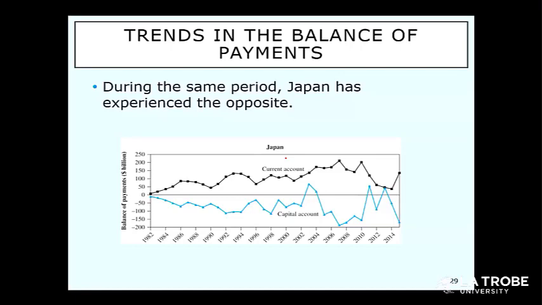So in Japan, on the other hand, we see the opposite, right? So with Japan, they run a persistent positive current account. And at the same time, because of the balance of payment identity, their capital account is negative, right? So this is because Japan has been, for a long time, a net exporter in the world, right? With their financial centers and with their car industry, right?